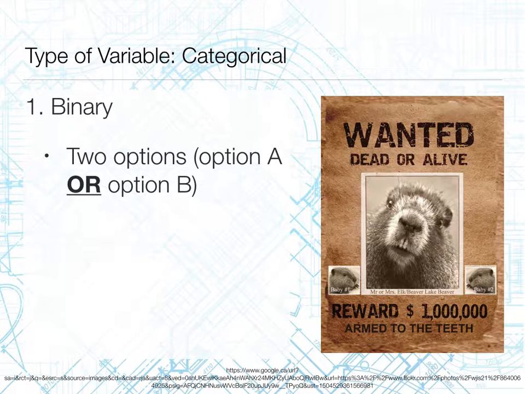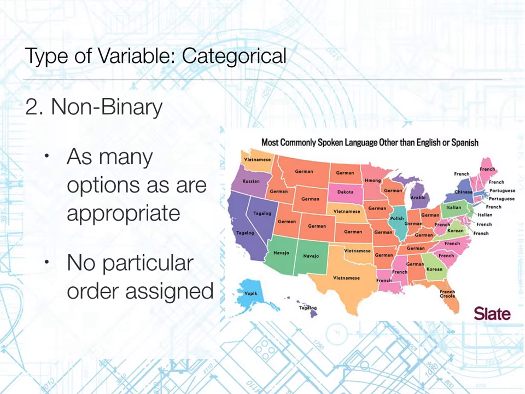We then move into something called categorical data. In its simplest form, you have binary data. There are only two options. In this instance, your options are either alive or dead.